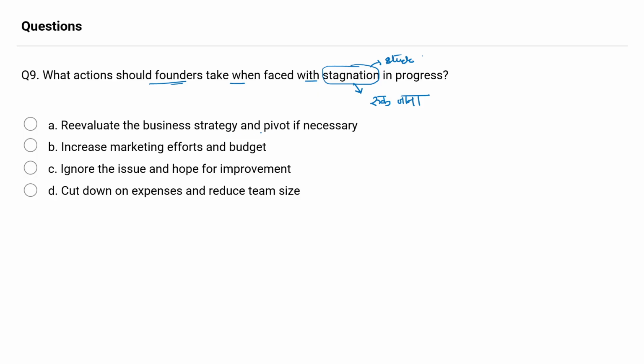Reevaluate the business strategy and pivot if necessary. Increase marketing efforts and budget. Ignore the issue and hope for improvement. Cut down the expenses and reduce the size. Okay. You need to tell us the action taken by founders when faced with the stagnation.